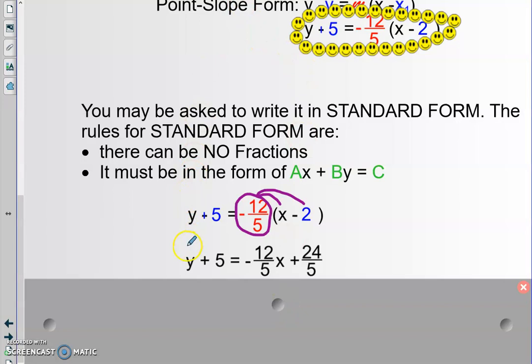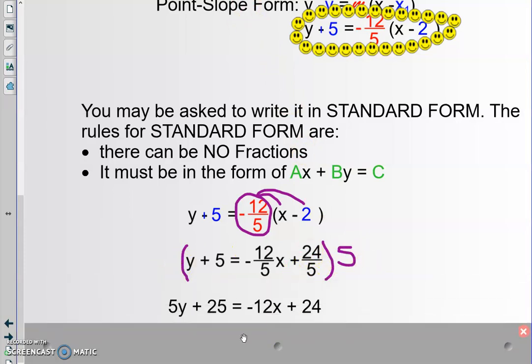So to get rid of the fractions here, I'm going to use that old Algebra 1 trick of multiplying both sides by the common denominator, which appears to be 5. So I'll distribute that 5 all the way through, and what's that give me? It gives me 5y plus 25 on the left. Of course, the 5's cancel out.